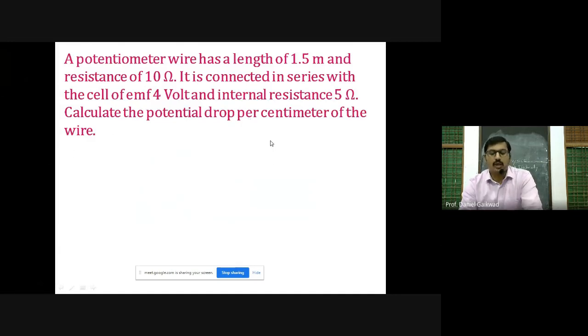Once again, what we have given, the values, check carefully. Length of potentiometer wire 1.5 meter. Resistance of wire is 10 ohm. It is connected in series with the cell of EMF 4 volt, so EMF is equal to 4 volt, and cell having internal resistance 5 ohm. Now in that case we have to find the potential drop per centimeter, means potential gradient, that we have to calculate for the wire.